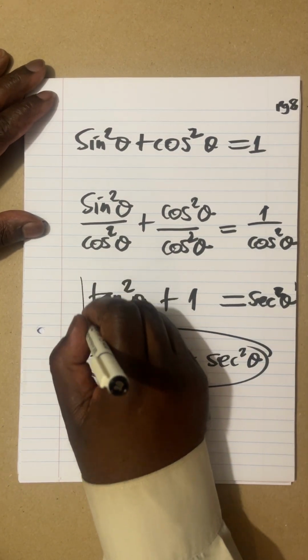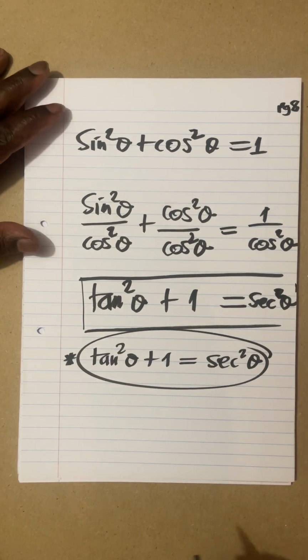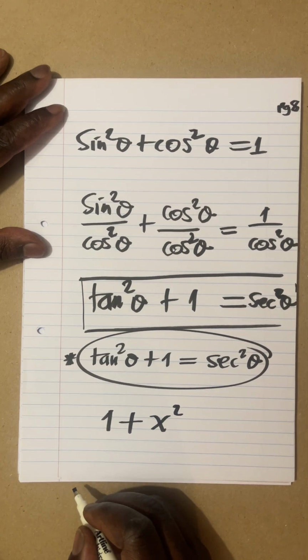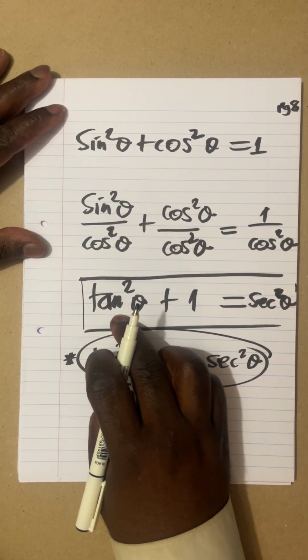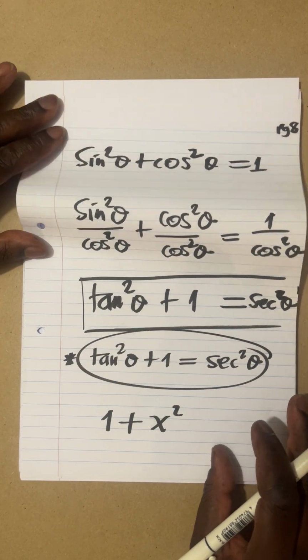So this is very critical, especially if you look at this format here, this part here. So whenever I see 1 plus x squared, it should remind me of this 1 plus tan squared. And I know that therefore I can use tangent substitution. Let's just look at one example here.